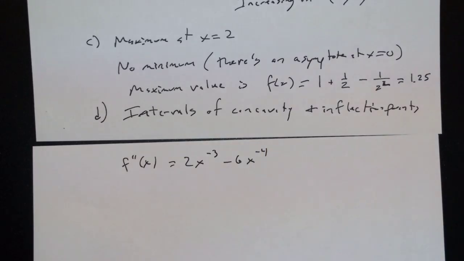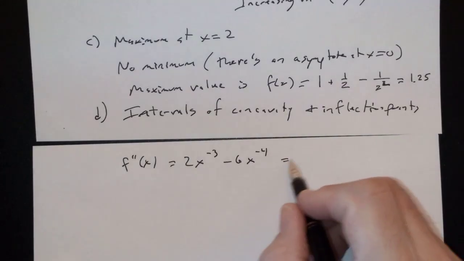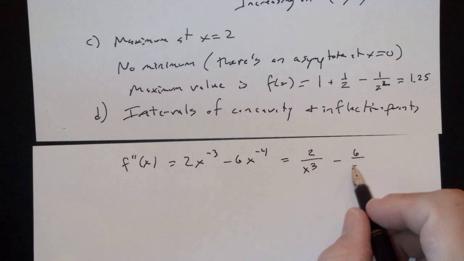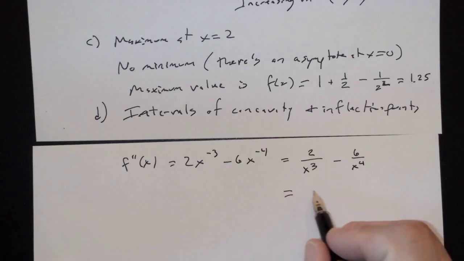That's disgusting. Let's play the same trick. I need to set this equal to 0. I need to know where it's undefined. It's better as a fraction than it is like this. Flip these under. Give me a common denominator.